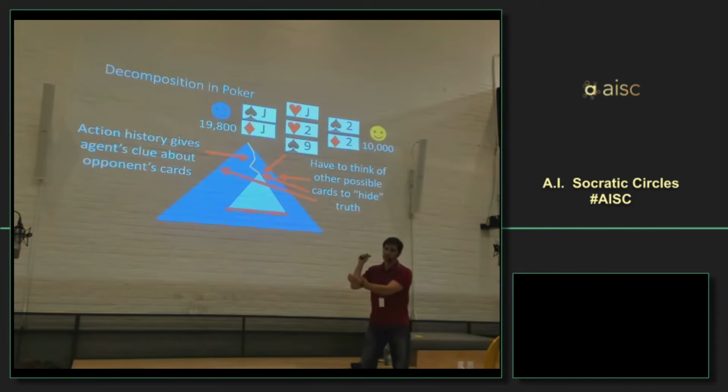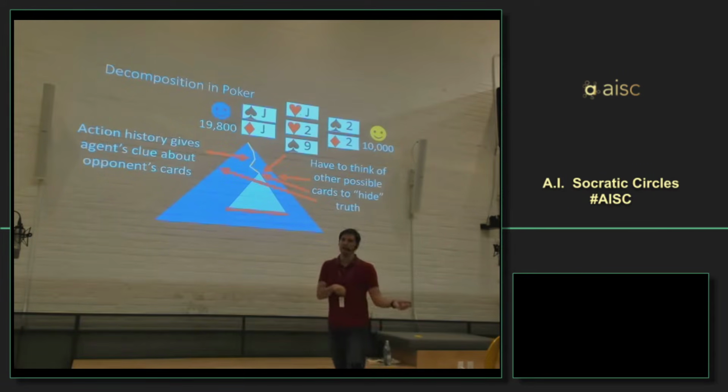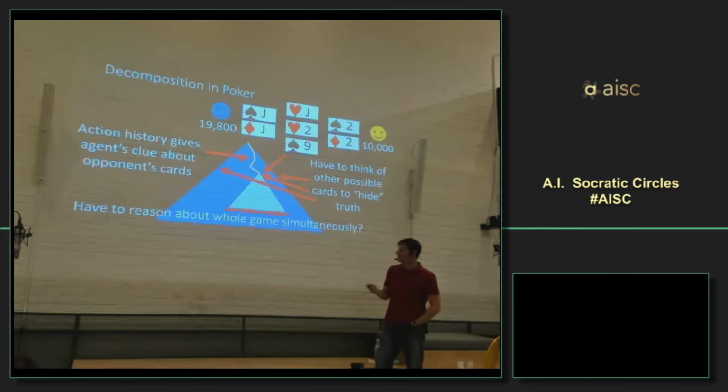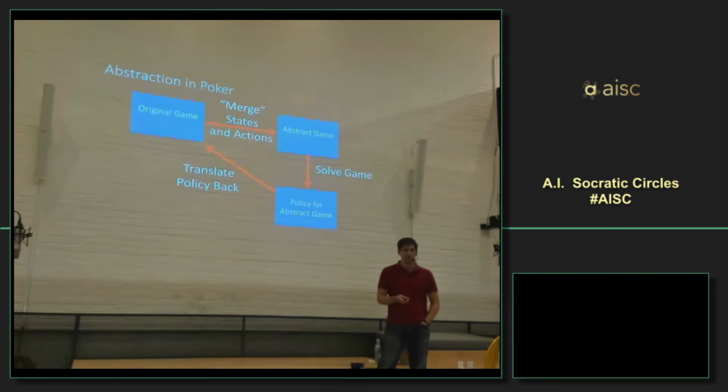So that's a fundamental difference between perfect information and imperfect information games. Because you don't know what they have and they don't know what you have, you end up having to have a stochastic policy, even though the game is finite. Reason about the whole game simultaneously, and this actually pushed a lot of poker research in the past.